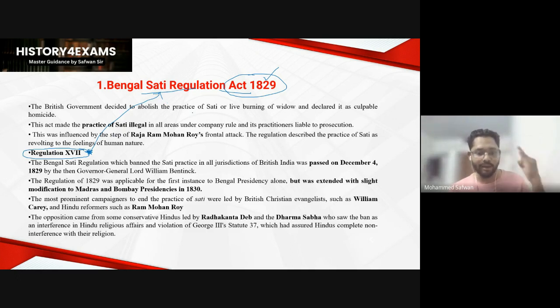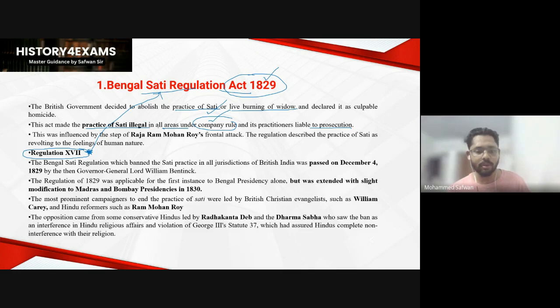Second statement, what is Sati? The practice of Sati, that is the live burning of a widow, is called Sati. This act made the practice of Sati illegal in all areas under company rule, and its practitioners liable to prosecution. So it was applicable in the areas under the direct administration of the company. That's the point. Not in the princely states, only in areas directly under the company's rule.